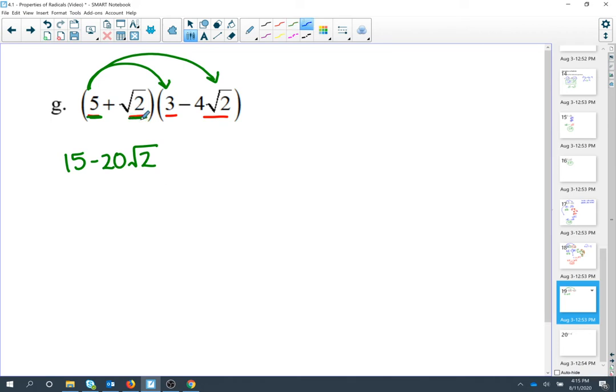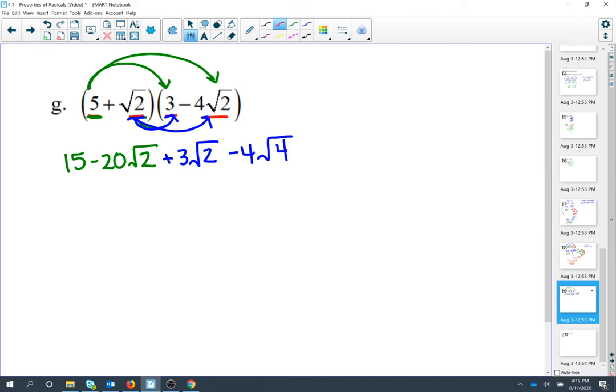Next one, we're going to multiply by the root 2. Root 2 times 3. Root 2 is on the inside, 3 is on the outside. You cannot multiply an inside with an outside, so you just write it as 3 times the square root of 2. Then we're going to take root 2 times negative 4 root 2. Inside, inside. So we keep the negative 4, and then we take 2 times 2, and we get 4. From here, we move on.